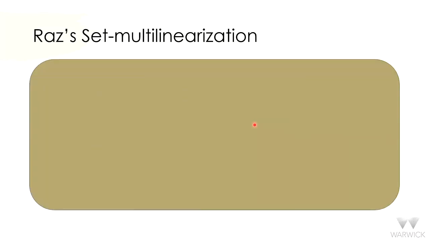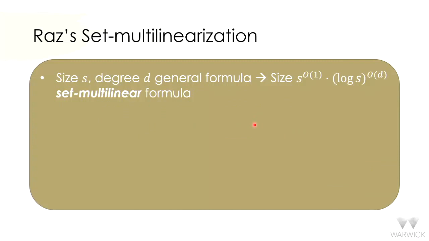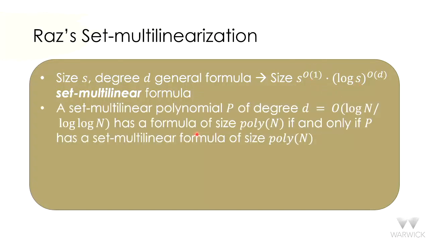Okay, so now a word on Ross's set multilinearization. What Ross does is, starting from a general formula, he obtains a set multilinear formula with this size blow-up. The point is the following. If you start with a set multilinear polynomial of small enough degree, so degree at most log n divided by log log n, then it has a general formula of size that's polynomial in n if and only if it has a set multilinear formula of poly-size.